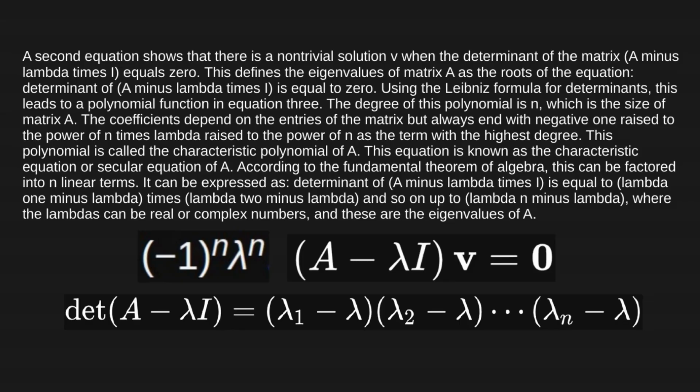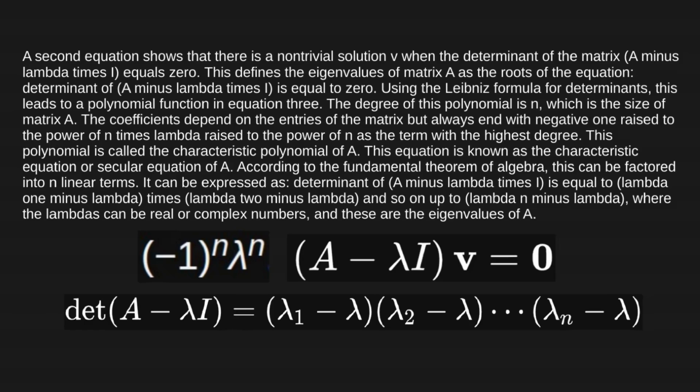Using the Leibniz formula for determinants, this leads to a polynomial function in equation 3. The degree of this polynomial is n, which is the size of matrix A. The coefficients depend on the entries of the matrix, but the term with the highest degree is always (-1)^n times lambda to the power of n. This polynomial is called the characteristic polynomial of A. This equation is known as the characteristic equation or secular equation of A.